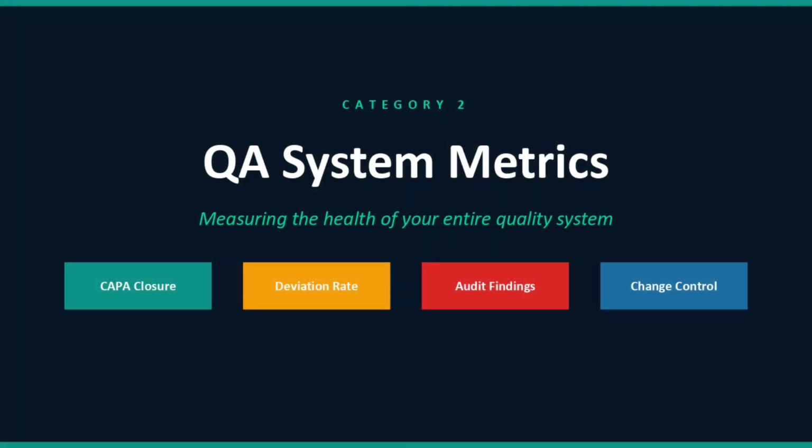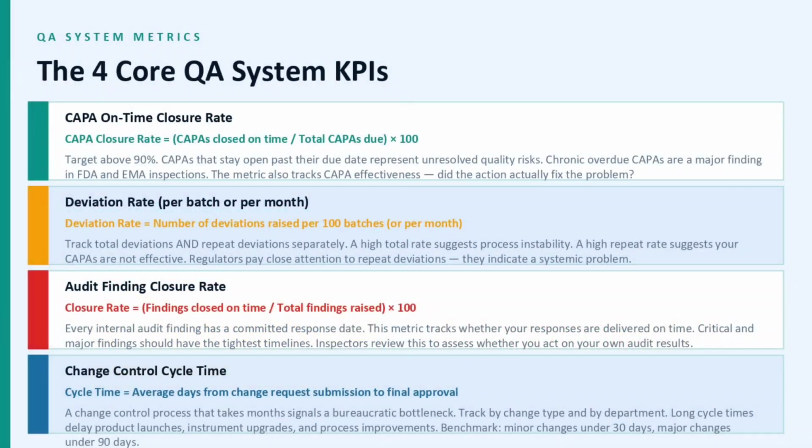Now the QA system metrics, the 4 core QA system KPIs. First, CAPA on-time closure rate. This tracks what percentage of CAPAs are closed by their committed due date. Target is typically above 90%. CAPAs that remain open past their due date represent unresolved quality risks. They also represent a broken promise to your quality system. If you committed to closing a CAPA by a certain date and did not, why not? What got in the way?